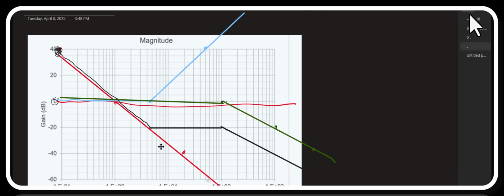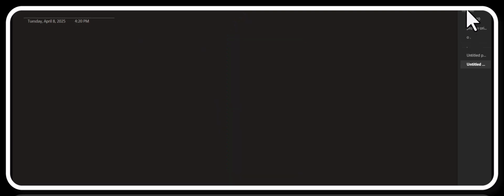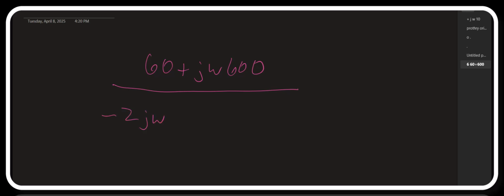Okay, so I'll get started on this next one. I don't know if I'll have time to finish it. I'm doing number 3. So 60 plus j omega 600 over negative 2 omega squared plus 6j omega plus 100.